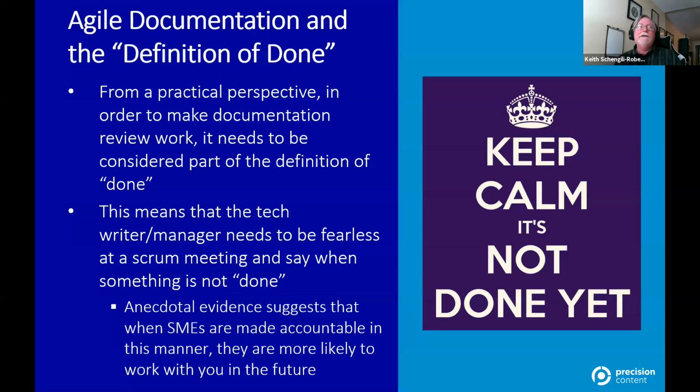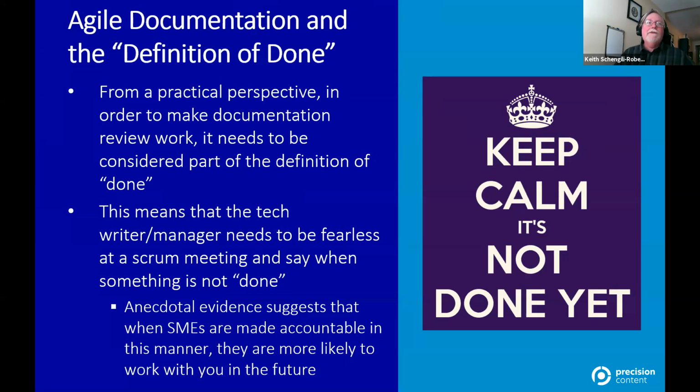And then we come to the idea of the definition of done. And again, if you've done any sort of work in an agile environment, I'm sure you've run across this idea before. What is done? Well, it's done when it's done. And no. In an agile framework, it has a different definition. So from a practical perspective, in order to make documentation review work, it needs to be considered part of the definition of done for a project.